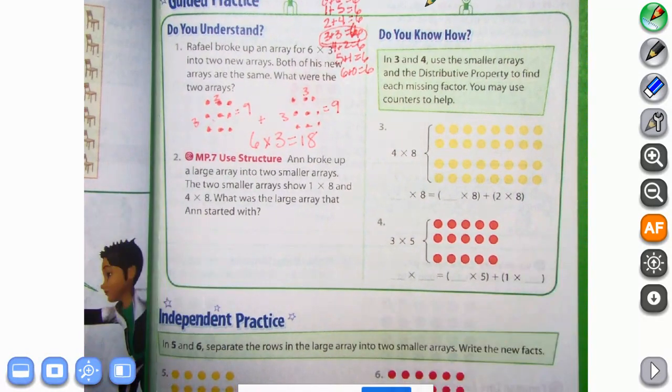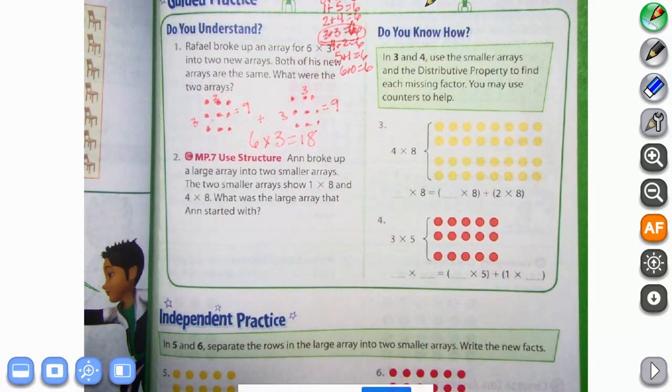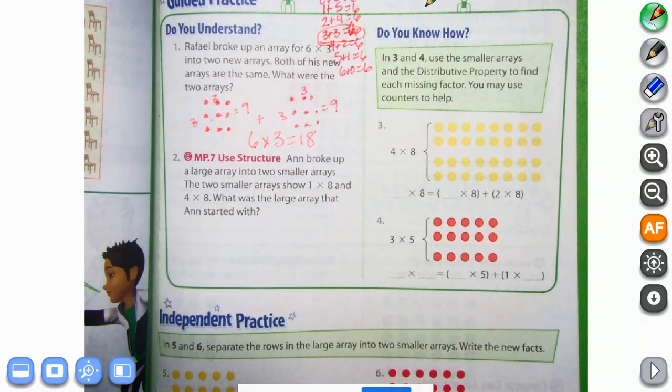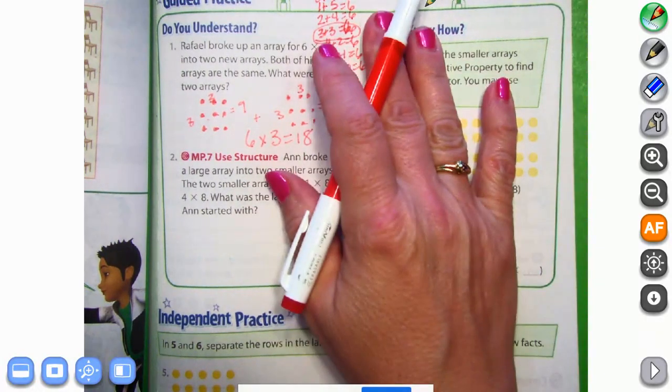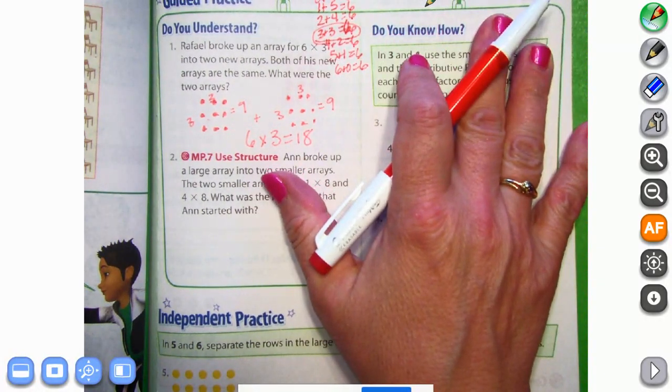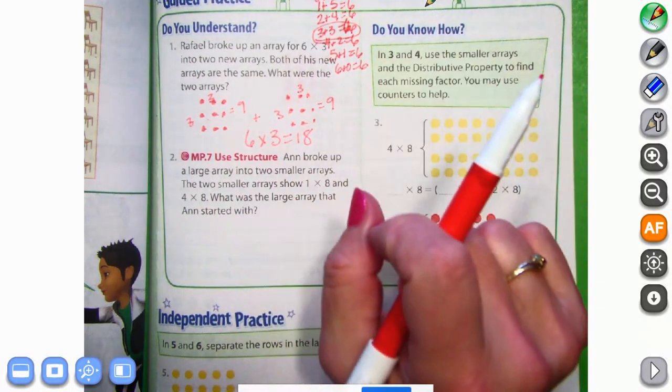All right. We're just going to baby step into this. I'm going to start color coding here in just a few minutes to help us keep track of everything, okay? Let's do number 2 together. If you need to pause to get this top part done, get that done, okay?